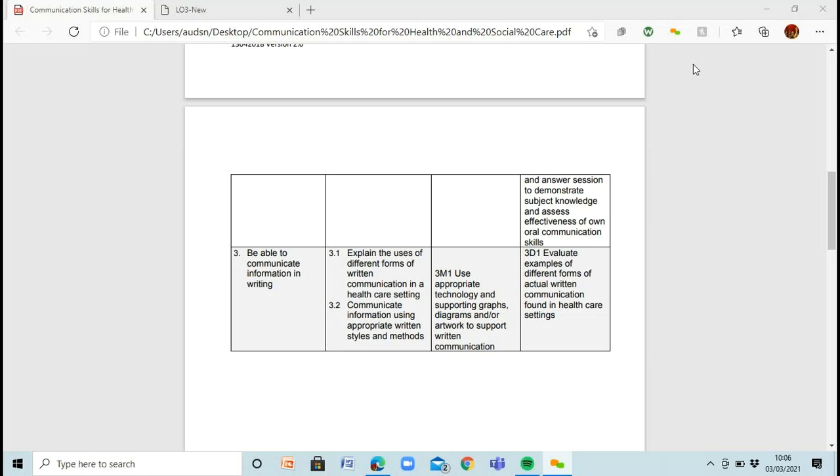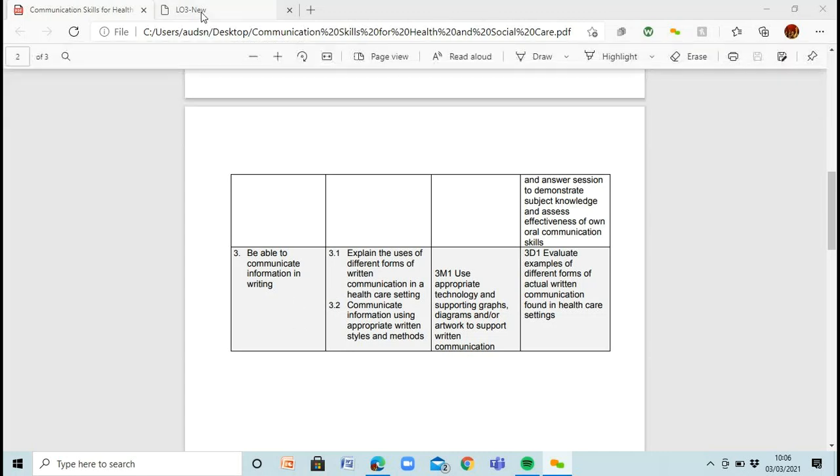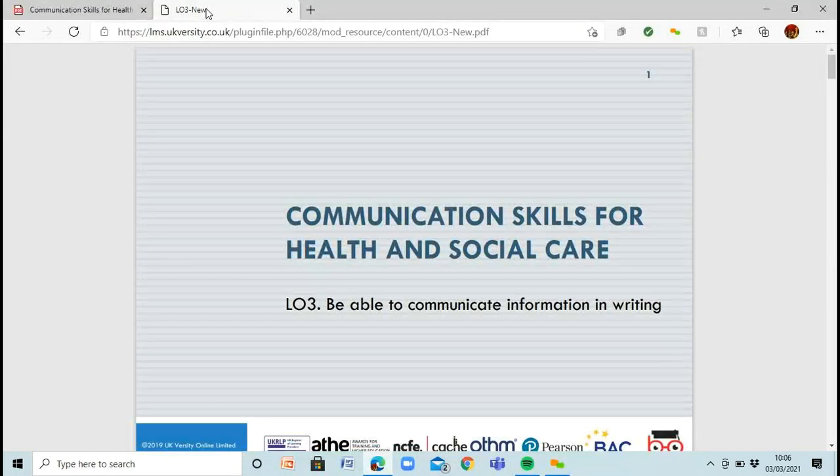So we've just actually started. I was just talking about how we're going to be looking at Learning Outcome 3 and the different criteria on there. So I'll make a start. Learning Outcome 3, be able to communicate information in writing.